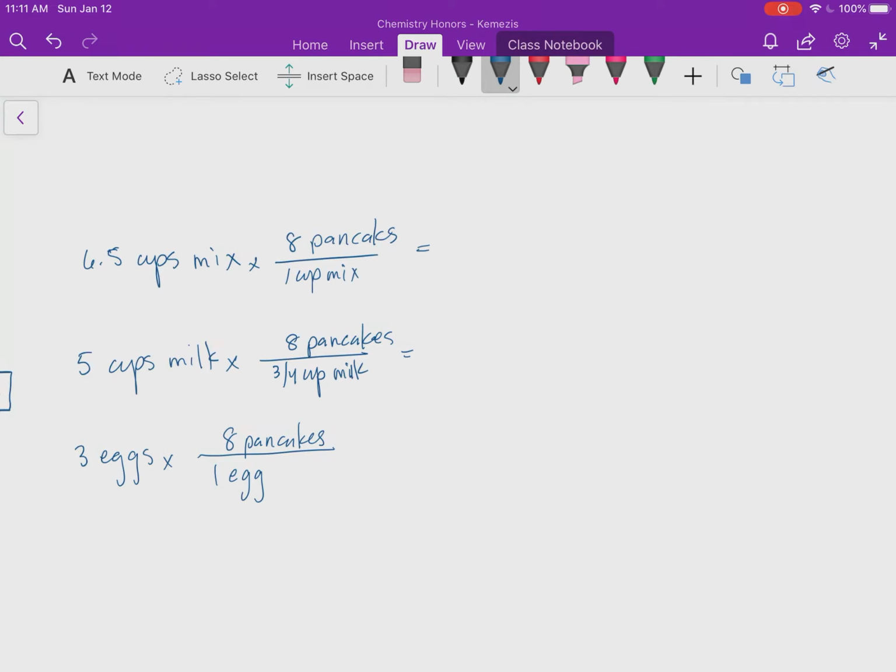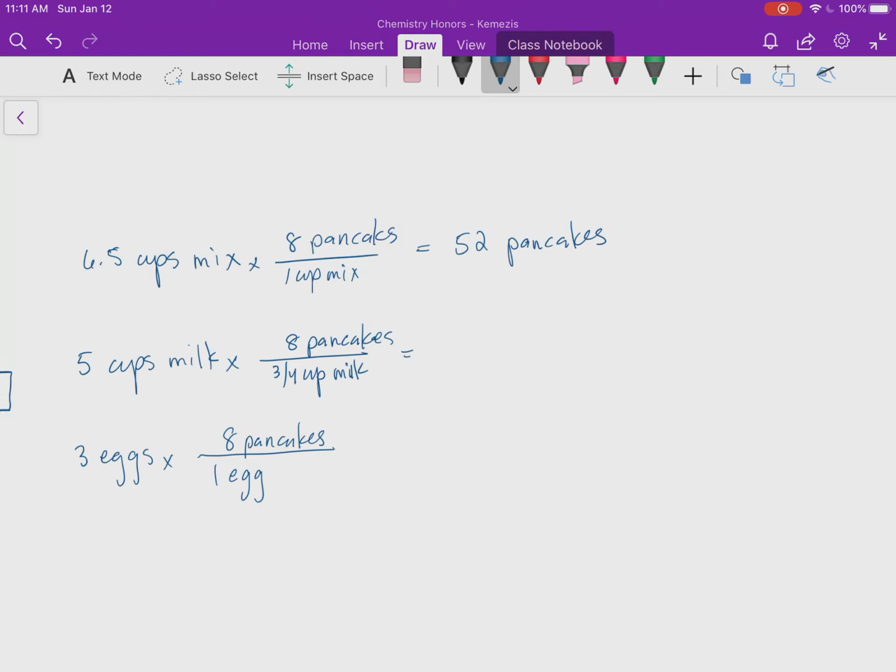So if I do this first one, 6.5 cups of mix, if we had enough of everything else and 6.5 cups of mix was the amount that was holding us back, we can make a total of 52 pancakes. That's a lot that we can make. And I'm going to do the same thing for, times 8 divided by 0.75. I'm going to do the same thing for the milk.